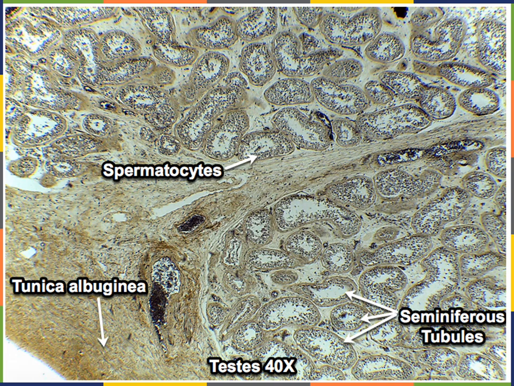Here is another low magnification view of the testes with a different staining pattern. We can see the fibrous connective tissue capsule called the tunica albuginea surrounds the tightly coiled seminiferous tubules within the testes that are responsible for spermatogenesis, where the spermatocytes go through meiotic cell division to produce the spermatids that mature into spermatozoa.